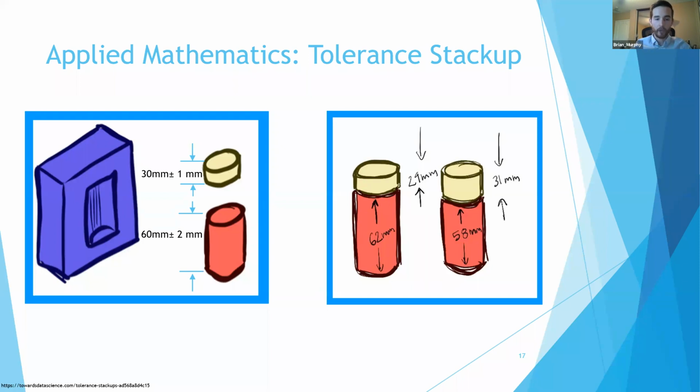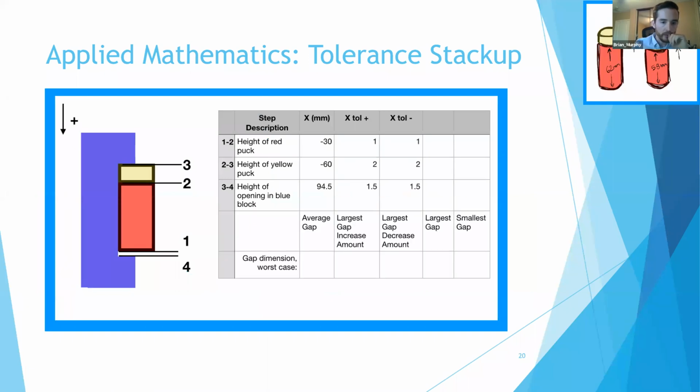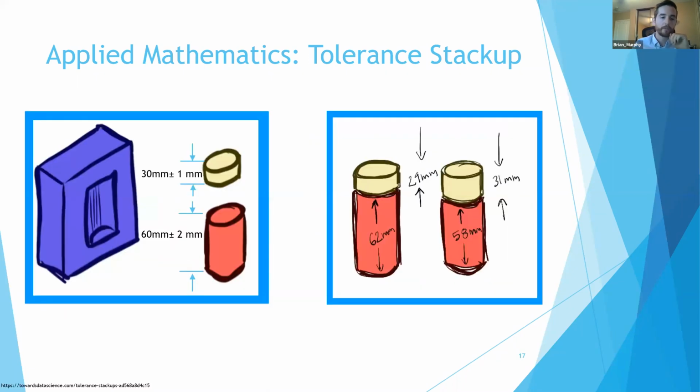And the cavity on the left-hand side is, I believe it was 90 millimeters, with a tolerance of plus or minus 1.5. So that would mean that you go up to 91.5 or down to 88.5. So hopefully the problem statement makes sense here.